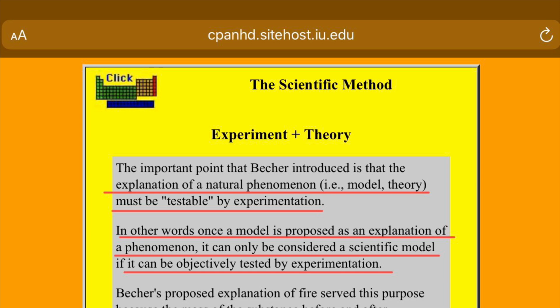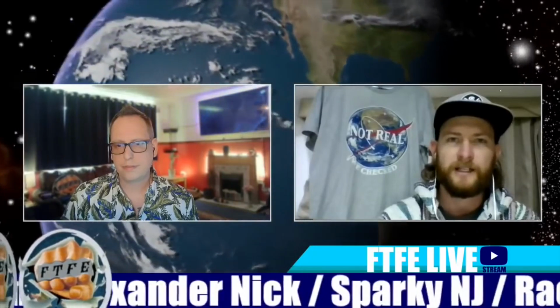Just so there's no confusion, the explanation of a natural phenomenon, i.e. model or theory, must be testable by experimentation. In other words, once a model is proposed as an explanation of a phenomenon, it can only be considered a scientific model if it can be objectively tested by experiment. So obviously you've got a globe model, so it's been put through experimentation. What sort of experimentation, what natural phenomena has led you to this globe model?